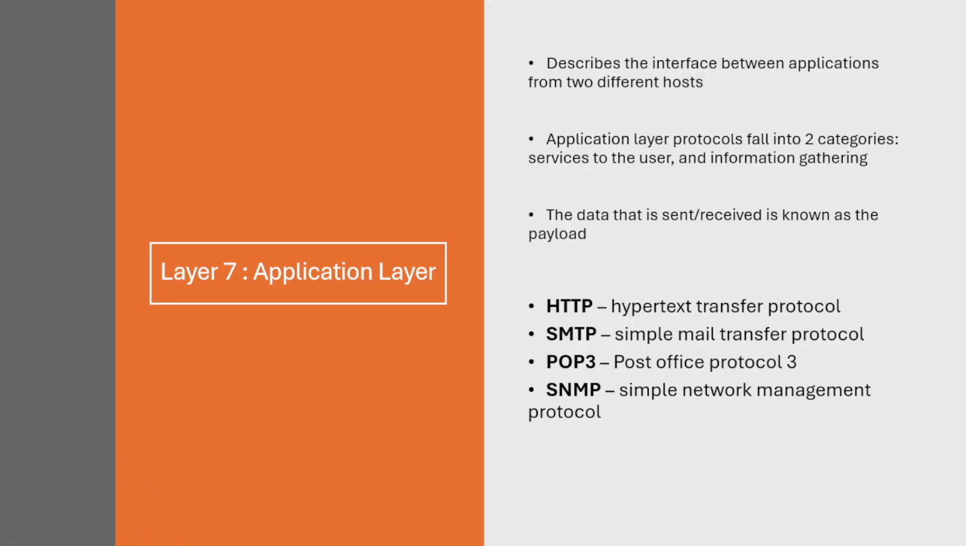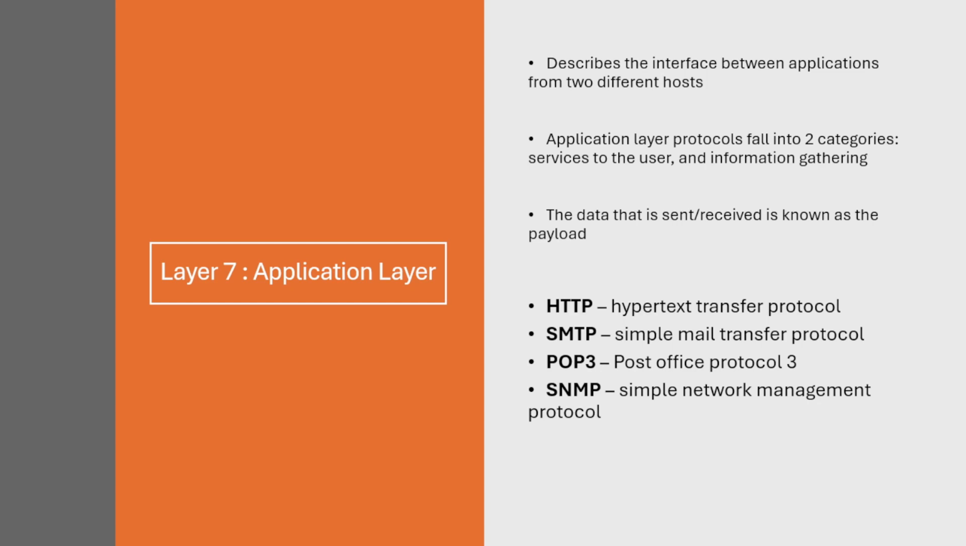Layer 7 is our application layer. Basically, once you pull up an application like email or a web browser, this is where the data is finally sent. Describes the interface between applications from two different hosts. The data is sent, it's translated, and then it's presented. And finally, you get to view it or interface with it at the application layer. The application protocols fall into two categories: services to the user and information gathering. The data that is sent/received is known as the payload.